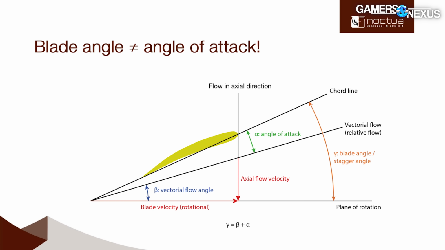And that change in blade angle is not necessarily a change in angle of attack. You can have additionally a different angle of attack near the hub versus outside, but just the fact that the blade is twisted doesn't mean that the angle of attack changes.